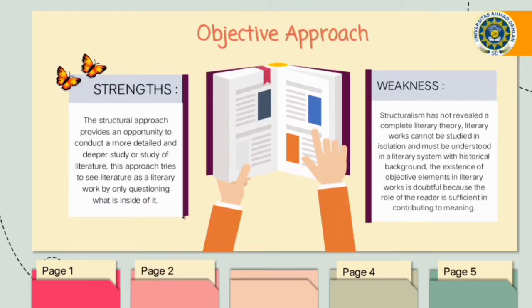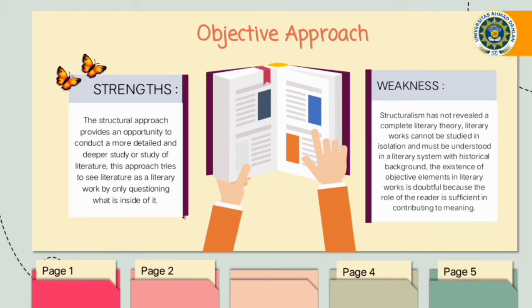So for the next slide is about the advantage and disadvantage of the objective approach. So for the strength, the structural approach provides an opportunity to conduct a more detailed and deeper study. This approach tries to see literature as a literary work by only questioning what is inside of it, giving feedback to the author so that it can encourage the writer to write more careful and thorough.